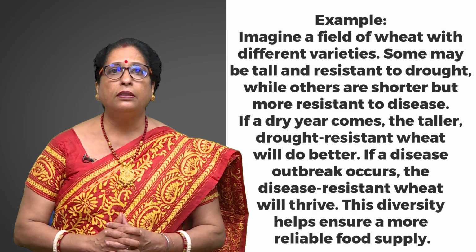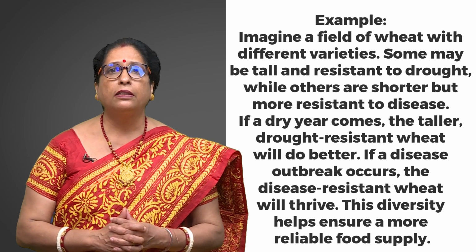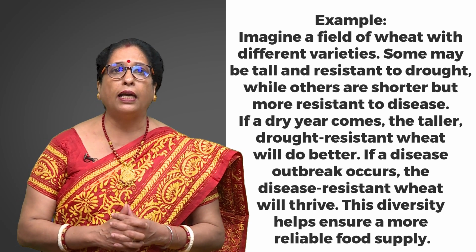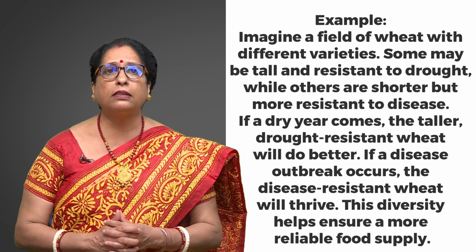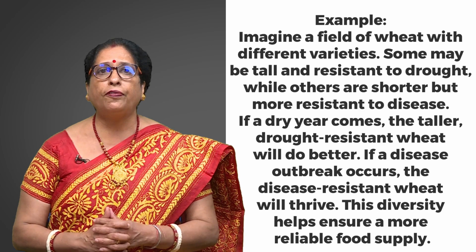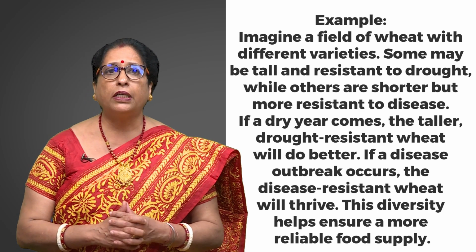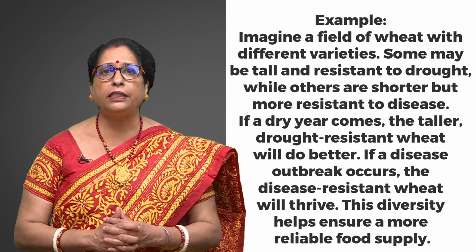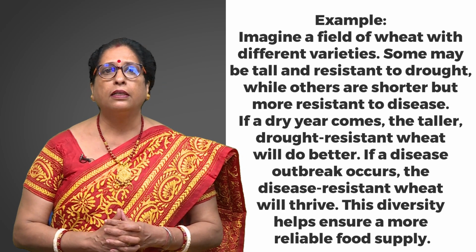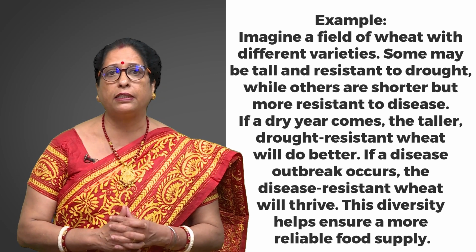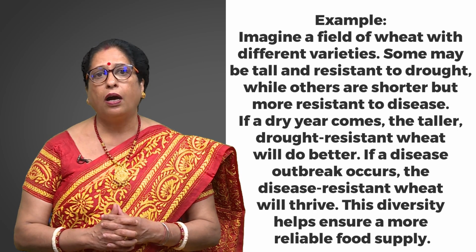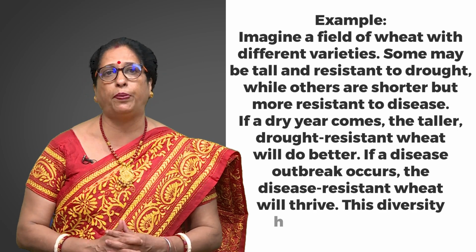For example, imagine a field of wheat with different varieties. Some may be tall and resistant to drought, while others are shorter but more resistant to disease. If a dry year comes, the taller drought-resistant wheat will do better. If a disease outbreak occurs, the disease-resistant wheat will thrive. This diversity helps ensure a more reliable food supply.